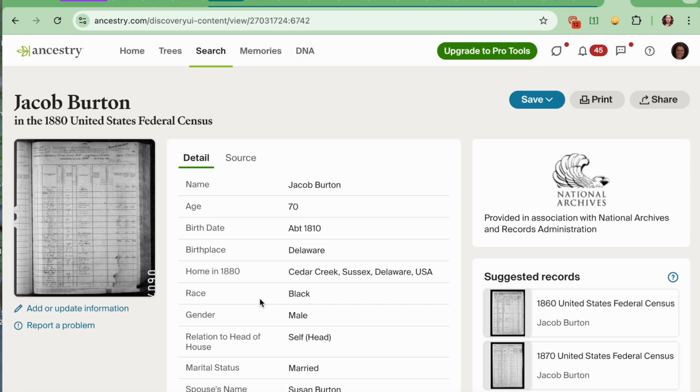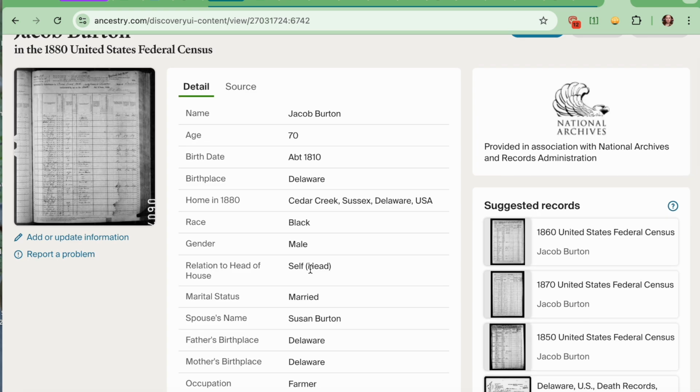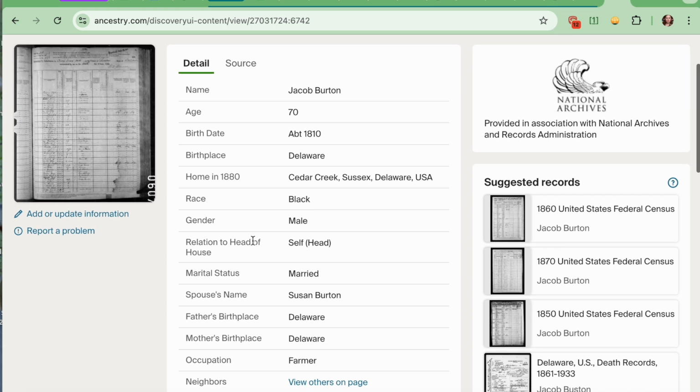Right now we're concentrating on Sussex County, Delaware, because we want one county finished for every single state, and we've finished all the states so far except Delaware, so this is our last county to complete. I was helping in Cedar Creek to finish the Cedar Creek town, and I started with this 1880 census for Jacob Burton. And here he is, born about 1810, Cedar Creek, Sussex County, Delaware.